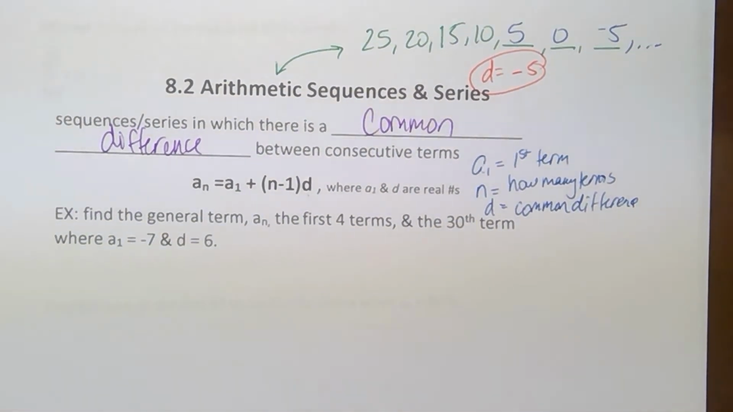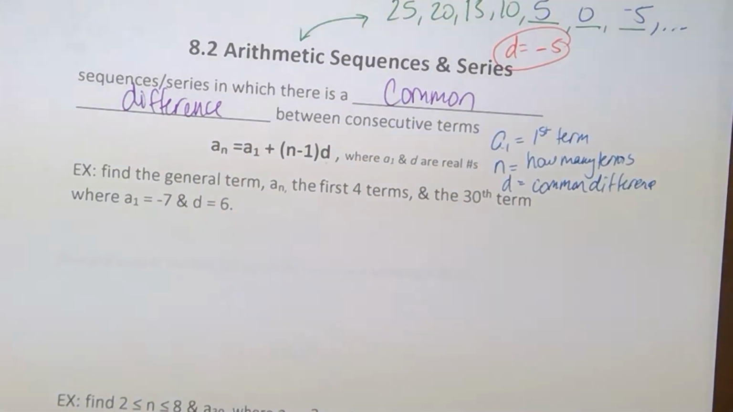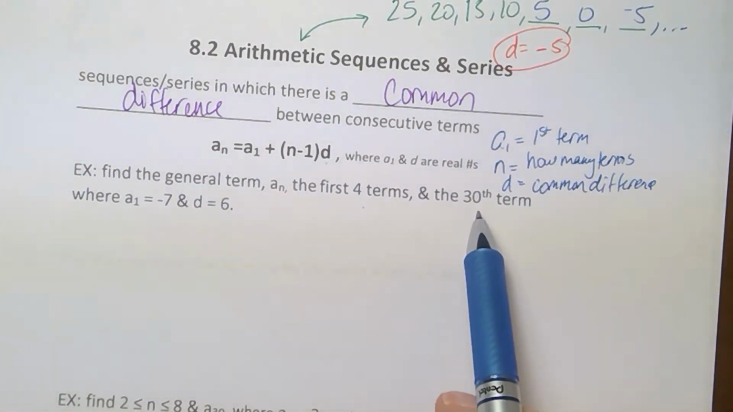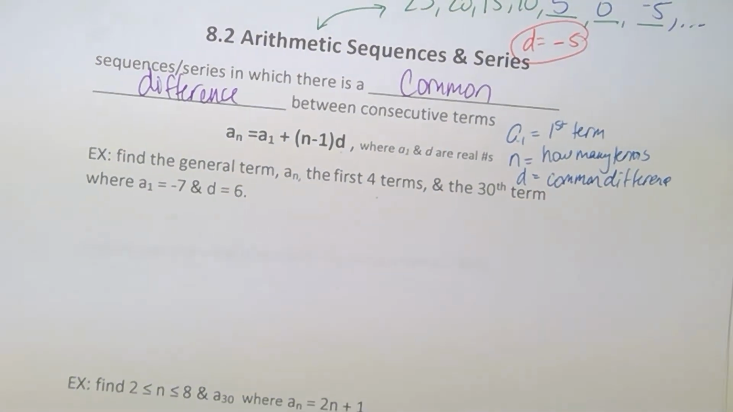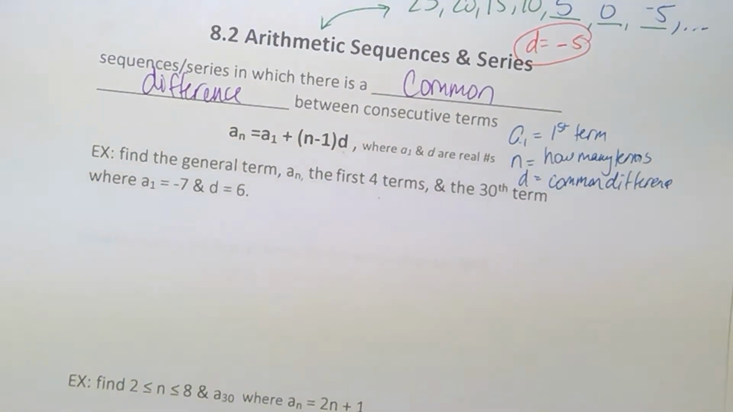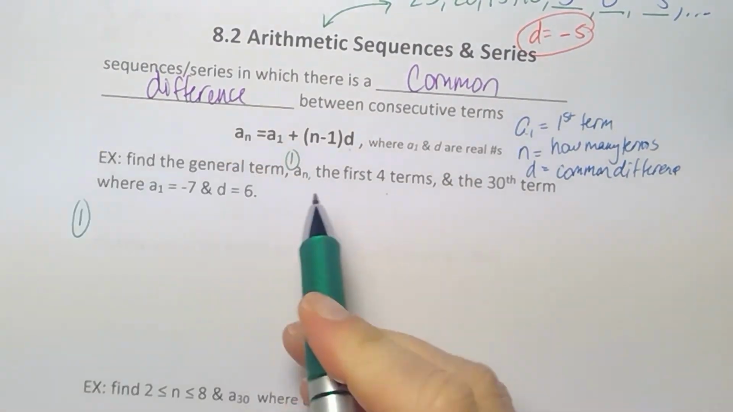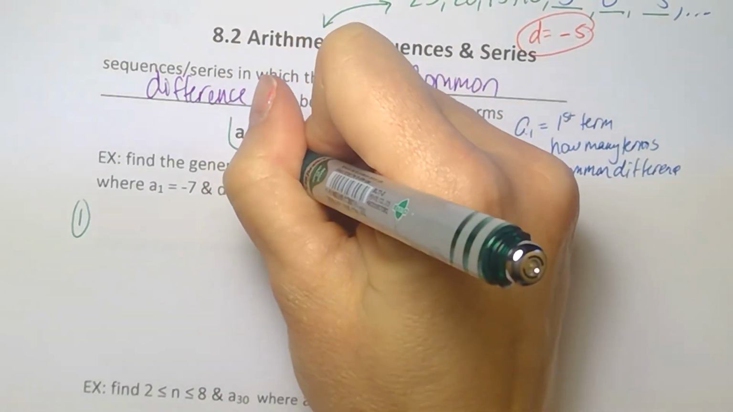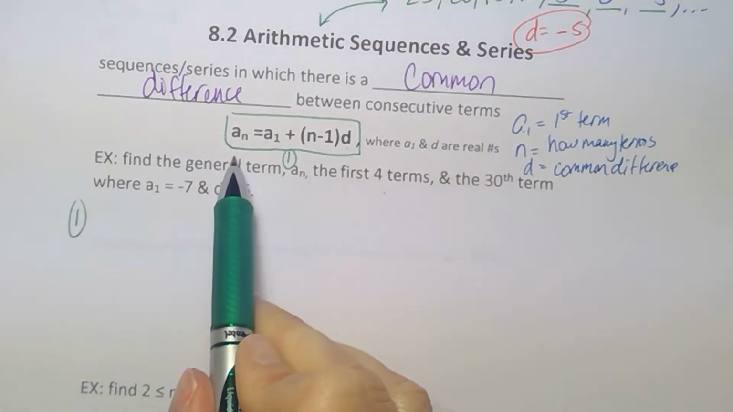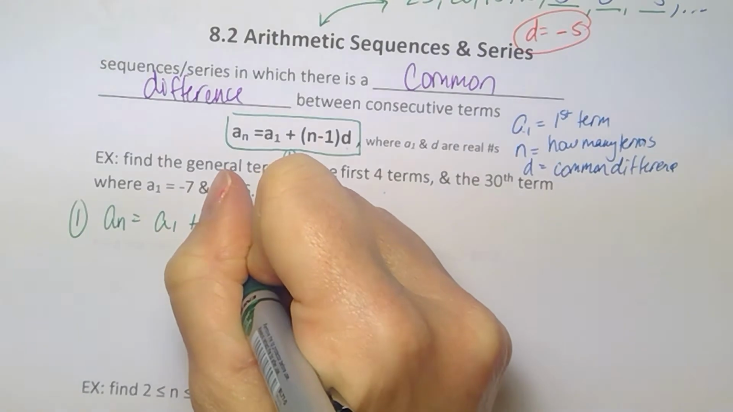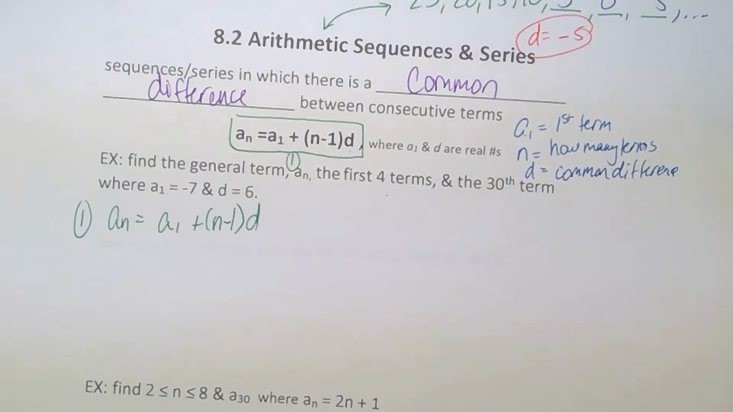Okay, find the general term, a sub n, the first 4 terms, and the 30th term. So I have 3 things I'm being asked to do. Find the general term, the a sub n, the first 4 terms, and the 30th term. So let's start by finding our general term, a sub n. Well, we know that for an arithmetic sequence, our general term, a sub n, is equal to first term plus the quantity n minus 1 times d.